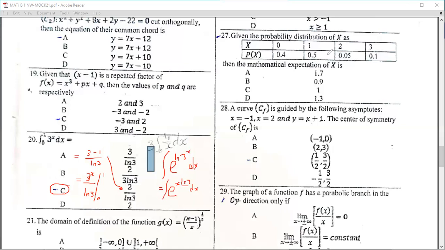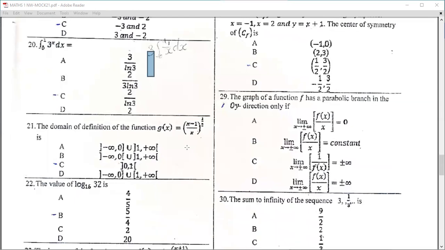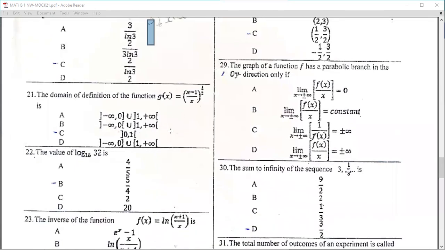Question number 21. The domain of definition of the function g of x equals x minus 1 to the power, x minus 1 on x to the power a half, is. So for you to get this domain of definition, there is a rule to find this, right? So for us to get the domain of definition of this function, these are the inequalities that we have to satisfy. x minus 1, all this on x, should be greater than or equal to 0.